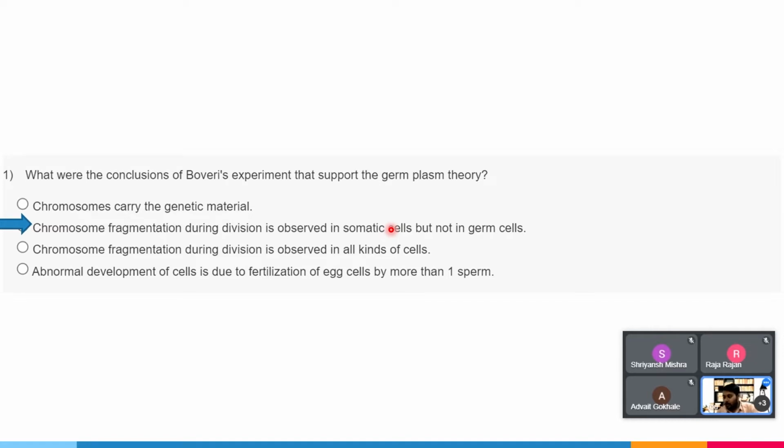Is that okay, or was it too confusing to understand? Kavya, Shiansh, you understood what I was trying to tell you, right? Yes. It is not that chromosomes carry the genetic material that the germplasm theory tells us. It is that the entire information is carried by the germ cells to the next generation. That is what we have to show, and that is what Boveri showed, and is the second point, that chromosome fragmentation during division is observed in somatic cells but not in germ cells.